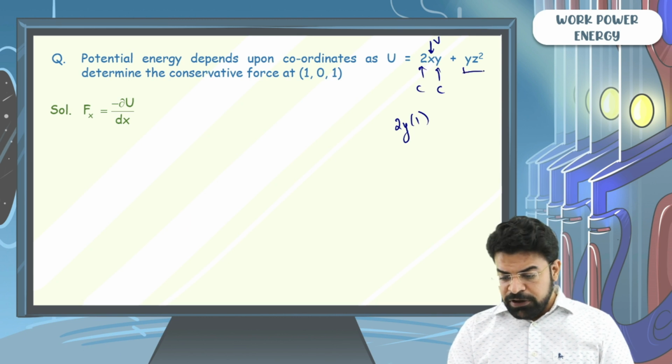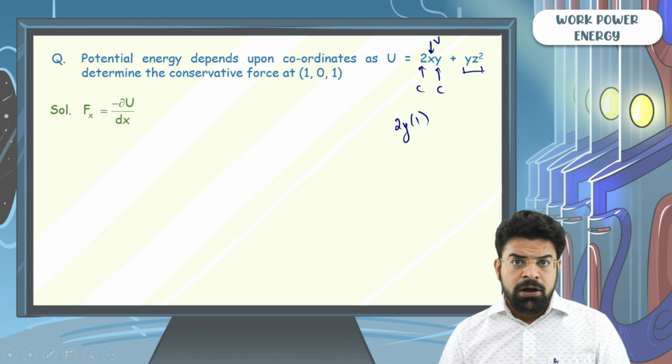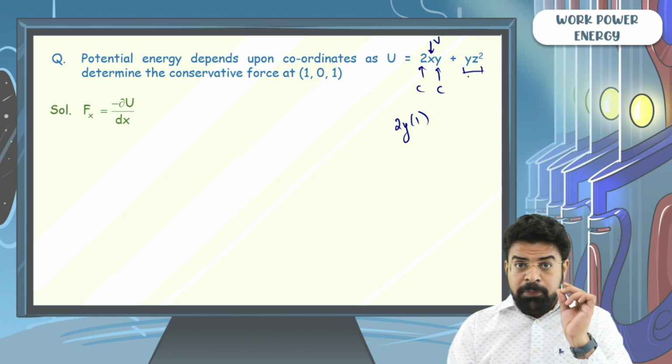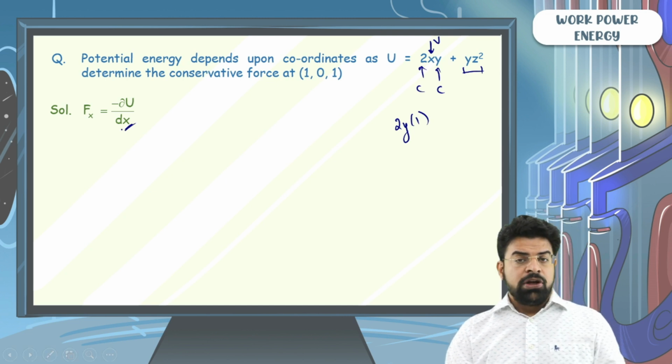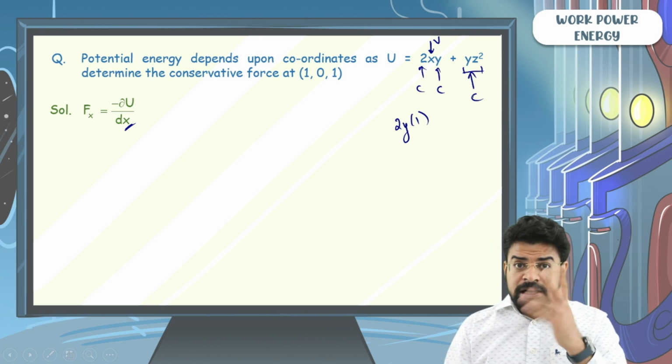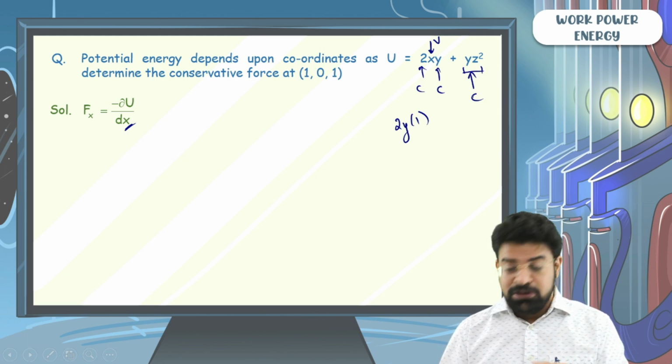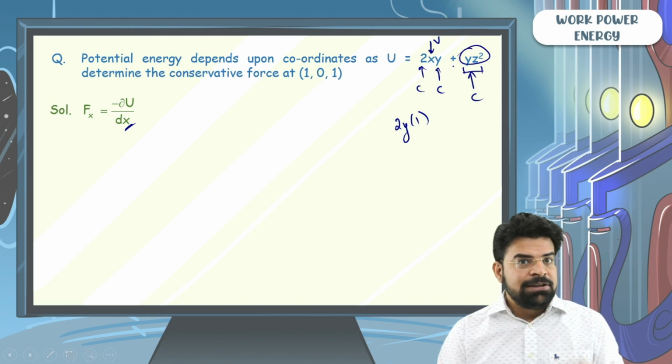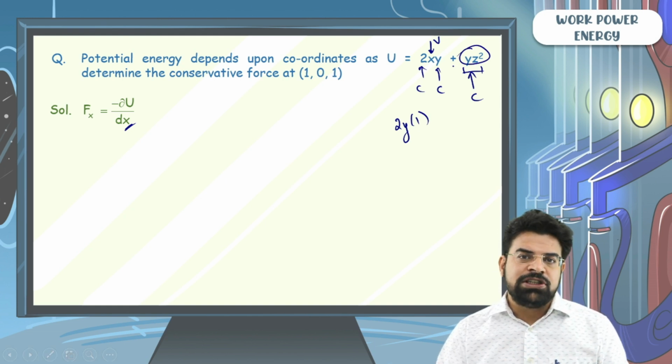Now think of differentiation of yz square. We are partially differentiating with respect to x, so we will treat both y as well as z as constant. So there is no x, there is no variable. So the whole function is constant. Since the whole function is constant, its differentiation will be 0.